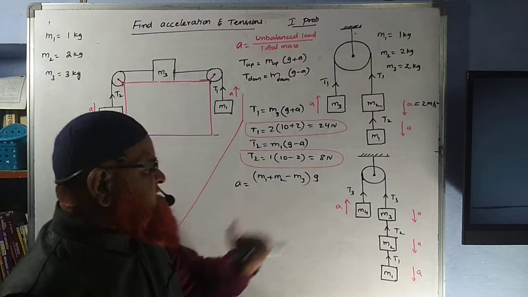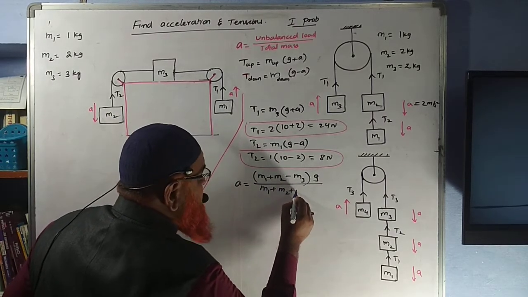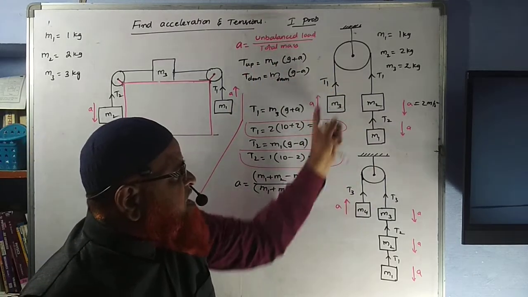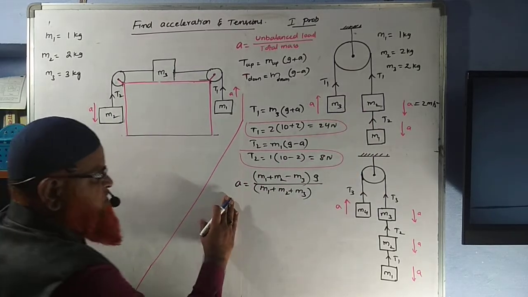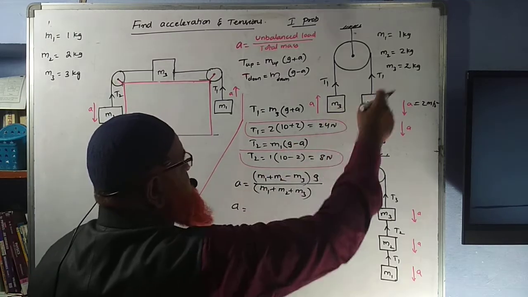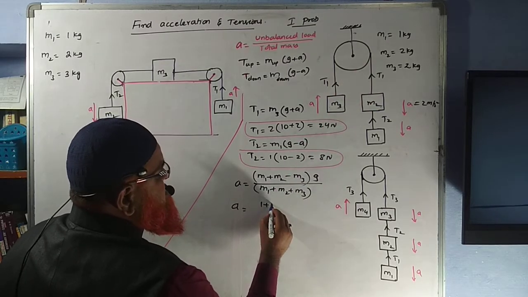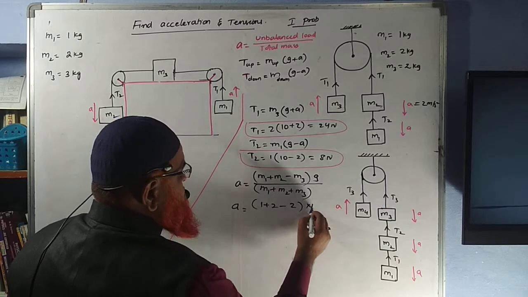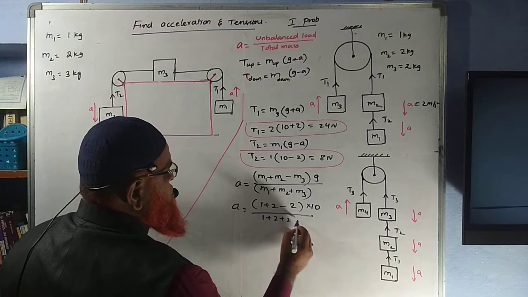So therefore G is getting common out here. Then divided by M1 plus M2 plus M3. So total mass you have to consider. Total mass means you have to add all these three masses here. So this is about the first formula. First problem solution is A is equal to M1 plus M2. What is M1 plus M2? It is 1 plus 2. Minus M3 is again 2. Into G is 10. And add all these three, you will get 1 plus 2 plus 2.